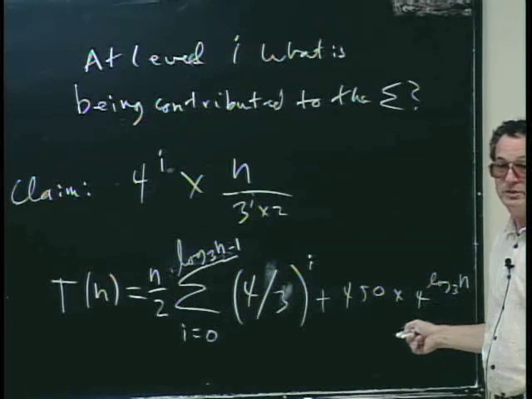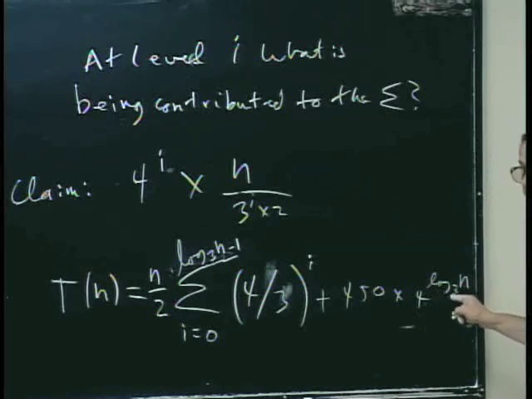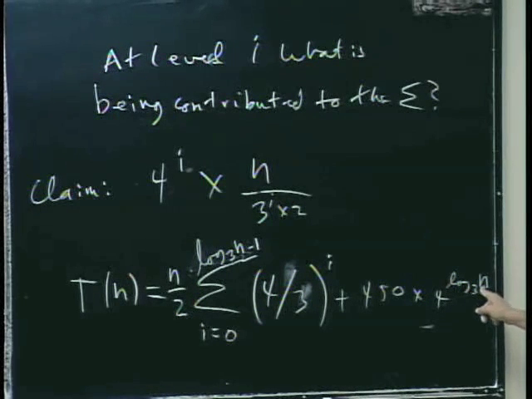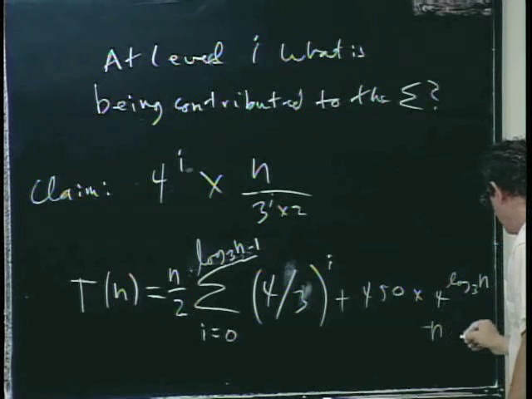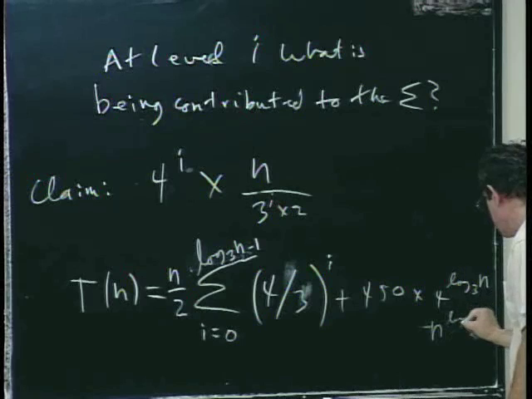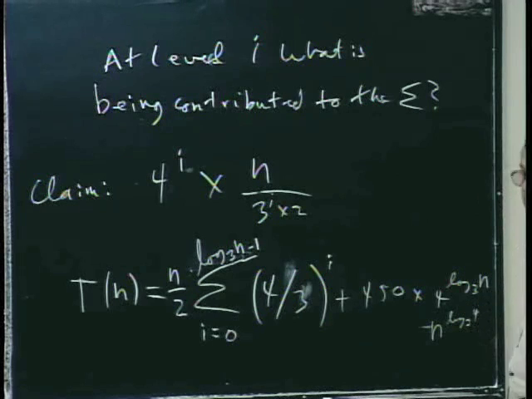Just the same thing we just did. Here we have 4 to the log base 3 of n. That looks unfriendly because you have n in the exponent. But we just do the same transformation we were talking about. This makes it n to the log base 3 of 4. Okay? Log base 3 of 4 is some constant number.